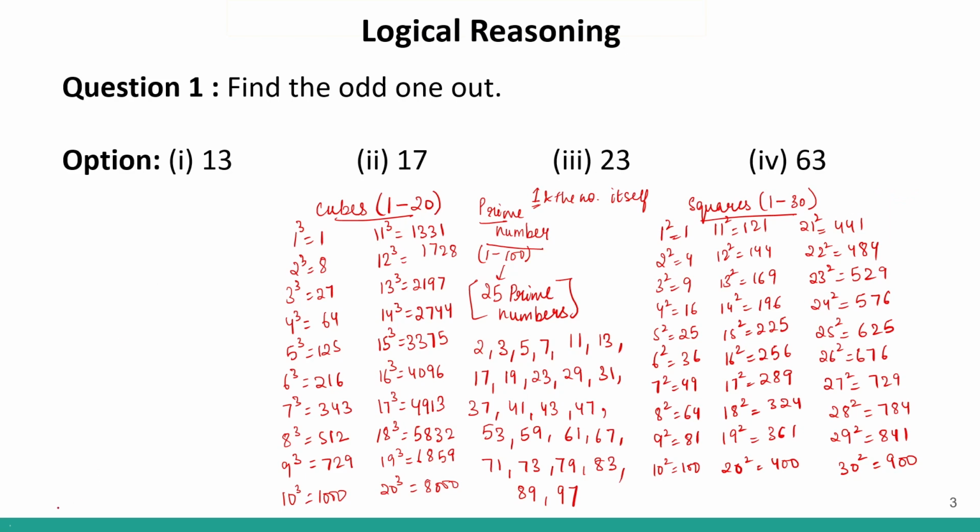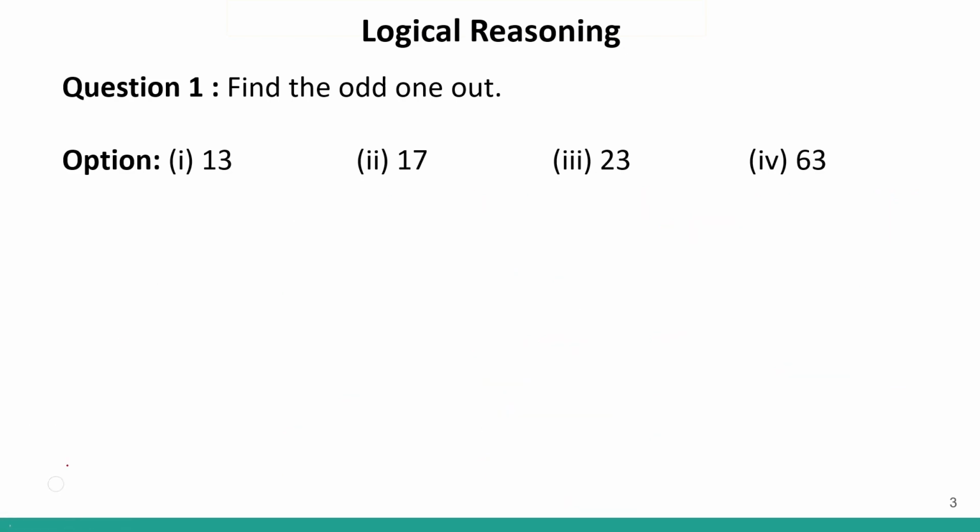Now, let us look at this question. So this is question number 1. In this question, 4 options are given to us and we have to identify which of the options is the odd one out. Now, if you remember prime numbers, 13 is a prime number, 17 is also a prime number, and 23 is also a prime number. But 63 is not a prime number.